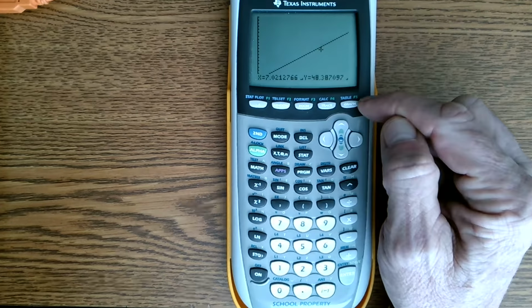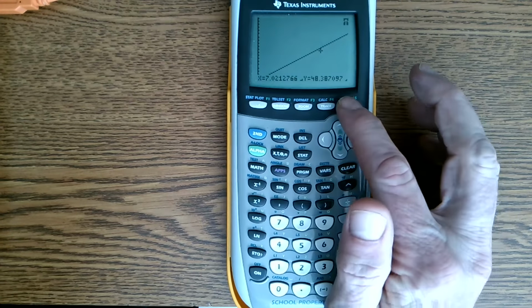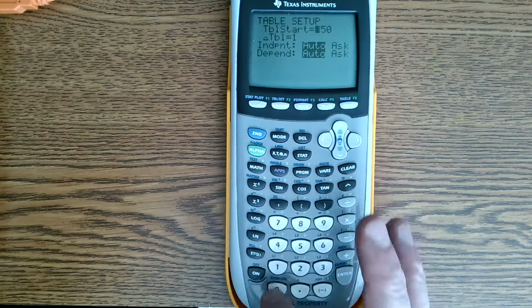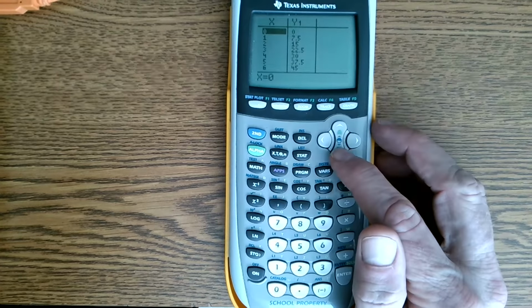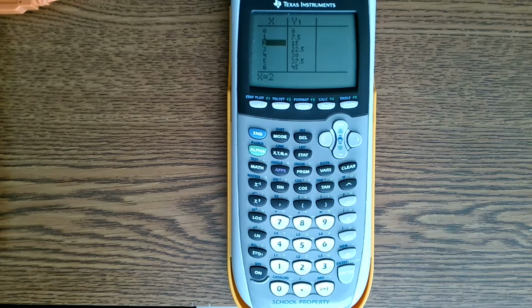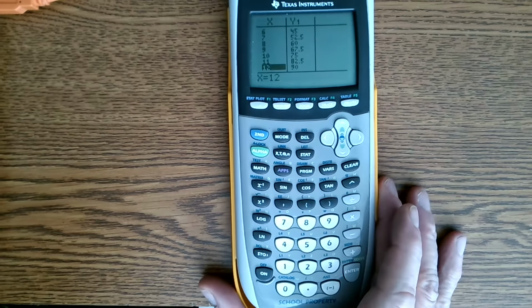So notice the table is blue. We know from previous tutorials that for blue, we hit the second key and we hit table. Now we can see how much each ticket cost. 0 tickets, 1 ticket, 2 tickets, and so on. Well, let's say that we had a group that wanted to buy 250 avalanche tickets. Well, for us to go through and go to 250, that's going to take a lot of work.